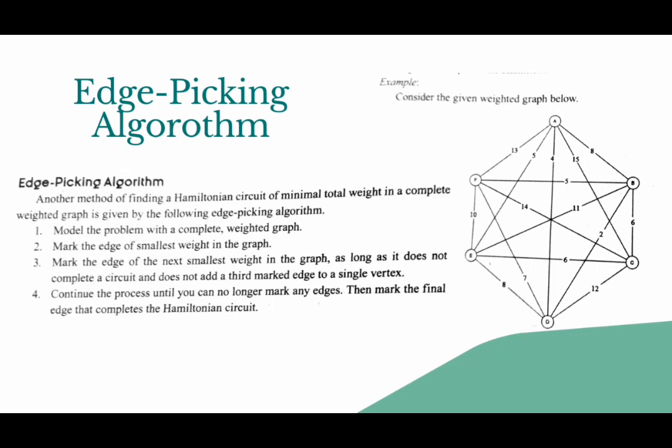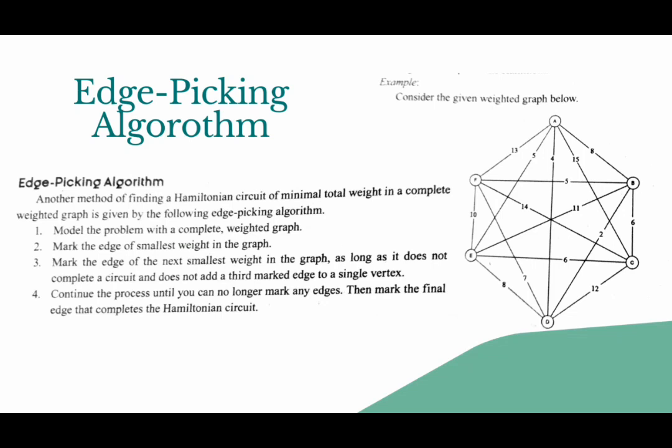Ano naman to? It is also finding a Hamiltonian circuit of minimal total weight in a complete weighted graph, given by the following edge picking algorithm. Number one, model the problem with a complete weighted graph. Mark the edge of the smallest weight in the graph, and then mark the edge of the next smallest weight in the graph as long as it does not complete the circuit and does not add a third marked edge to a single vertex. And then last, continue the process until you can no longer mark any edge. Then mark the final edge that completes the Hamiltonian circuit.